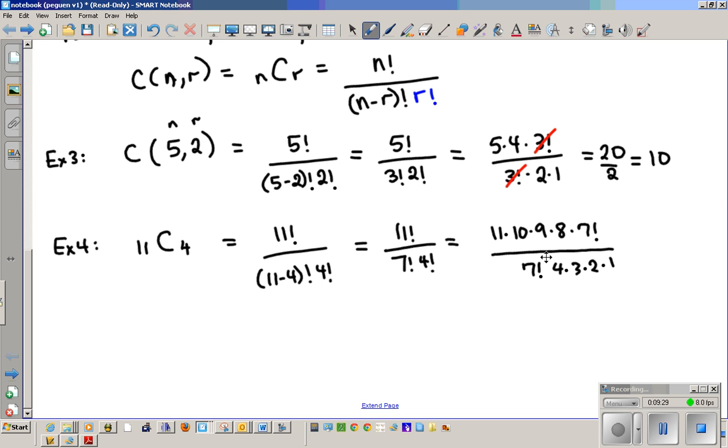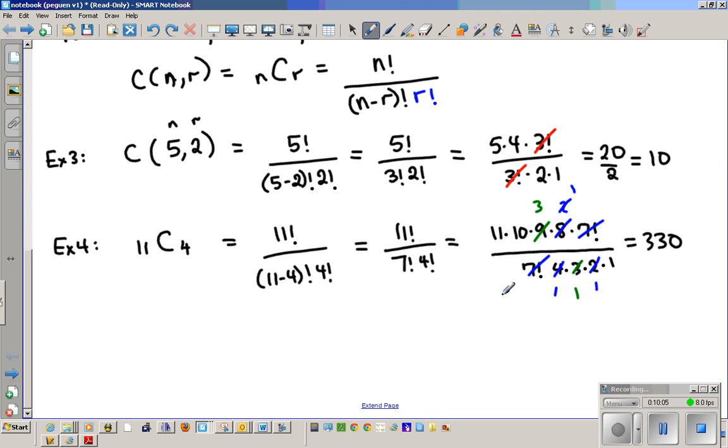So 7 factorials cancel out. Oh, wait a minute. How about we just multiply? Well, let's reduce since it's easier. 4 goes here once. 4 goes here twice. 2 goes here once. 2 goes here once. 3, does 3 go into anything upstairs? Yeah, 3 goes into 9, right? So let's reduce that. 3 goes into itself once and goes into 9 3 times. And if you multiply this all together, you get 330 as your answer.